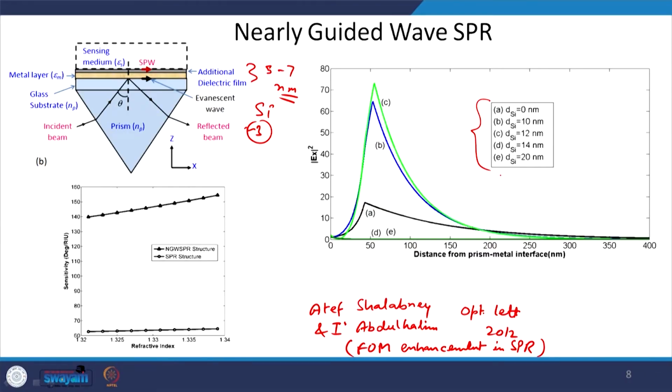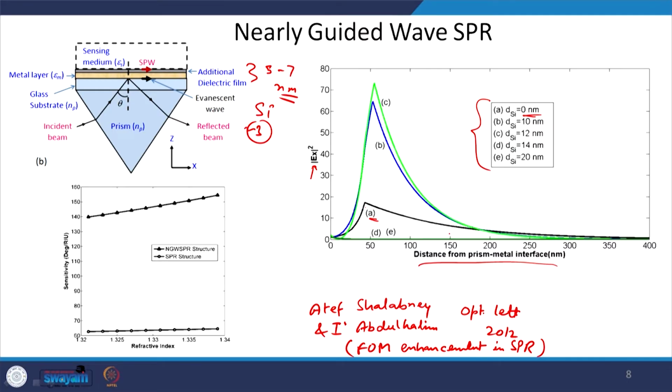So, you can see here what we have done is that we have plotted the electric field component in the x direction with the distance from the metal prism interface. So, up to 50, the first case is with 0 nanometer of silicon. So, this is a pure surface plasmon case, you can see that around 20 is the electromagnetic field enhancement. When you add a layer of say about 10 nanometers, you see the blue curve, 12 nanometer is the green one, and then again if you increase it, it starts decreasing.